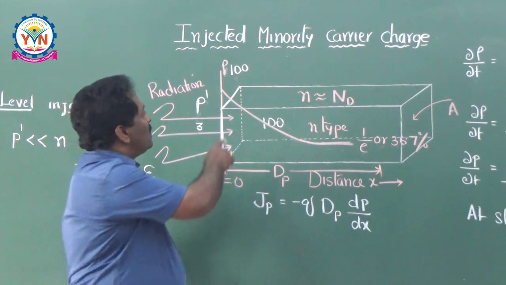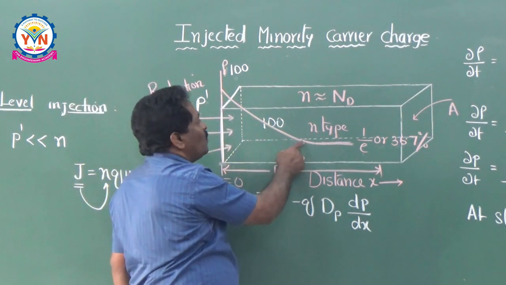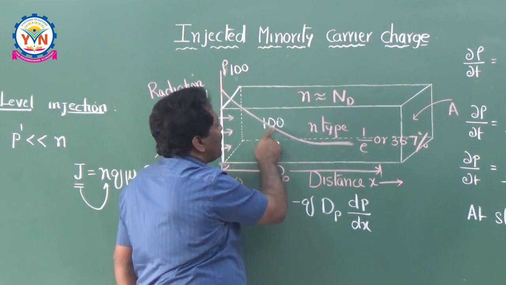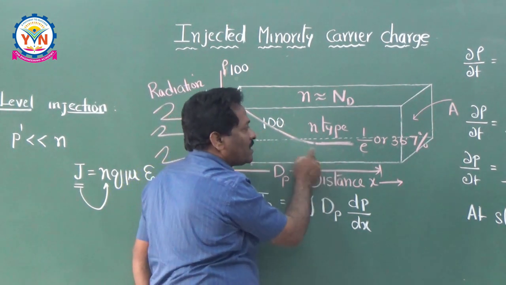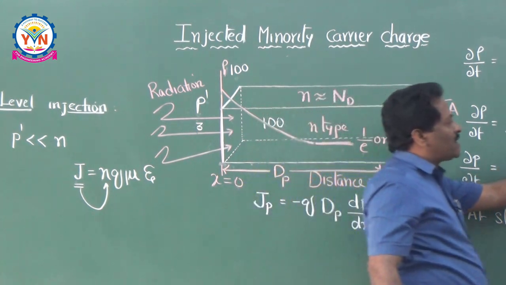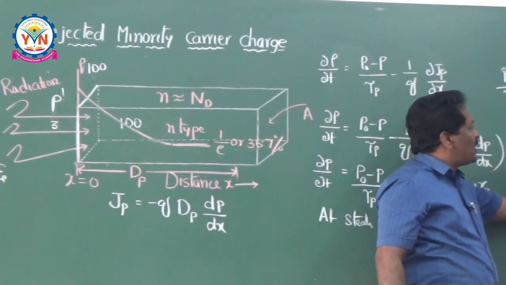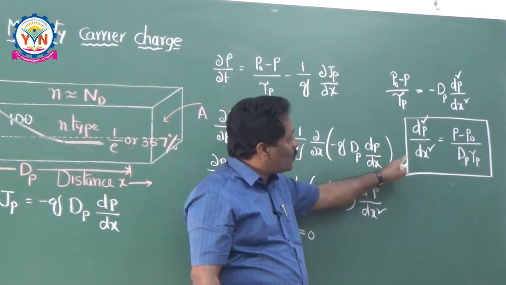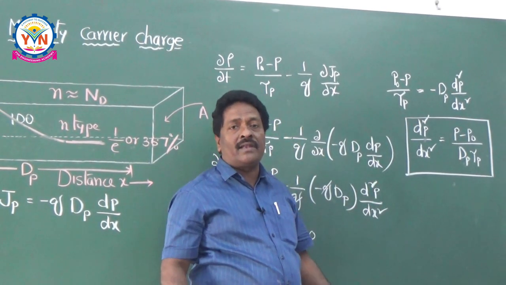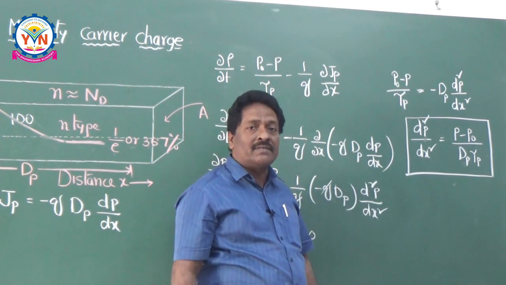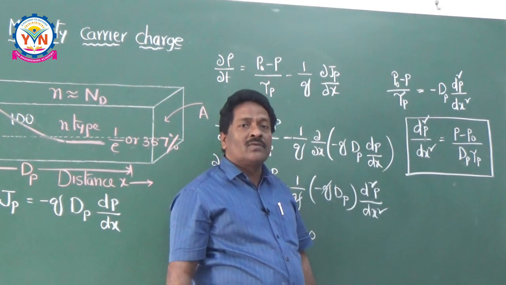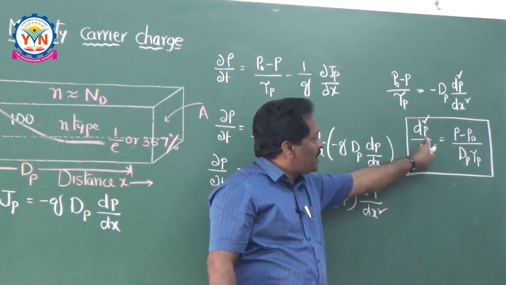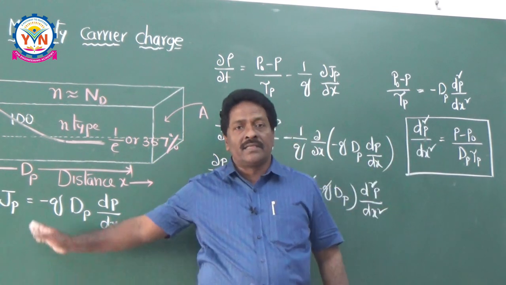So the controlling differential equation, which tells about the variation of this minority carrier concentration along the bar, is given by d square p by dx square is equal to (p minus p naught) by Dp into tau p. Now I would like to write down the solution for this equation. You know very well, it is a second order differential equation having two unknowns. So let me complete the solution of this variation of the minority carrier concentration along the semiconductor bar.